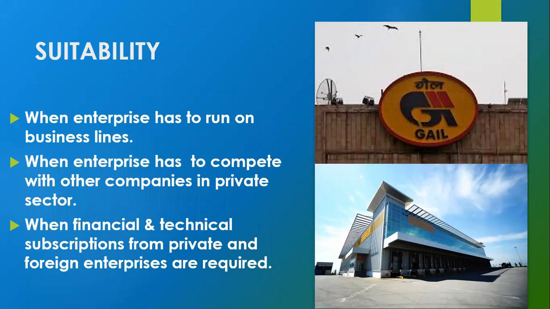The suitability for this kind of public enterprise is when it has to run on business lines. This kind of enterprise is started or it is apt when the enterprise has to compete with other companies in the private sector. Why? Because if a government company is there in the same kind of business, it can curb unhealthy business practices. So this is one of the merits also. Whenever the government has to compete with other private sector companies, it starts its own company.